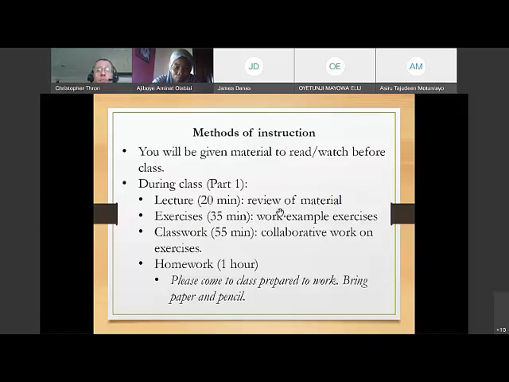So during the first part, I will review some material. Then during the next part, we will work some exercises together. And then during the next part of class, I will break you into groups, and you will be able to work together on some exercises that I will indicate. Then I will ask for 1 hour of homework every day because this is a very compressed class with much material. So you will need to do some work outside of our session together. Okay. Please come to the class, prepare to work, and bring your paper and pencil. Okay, any questions?